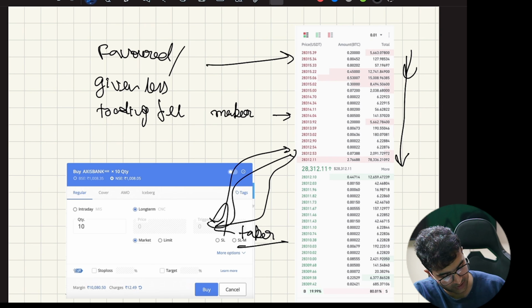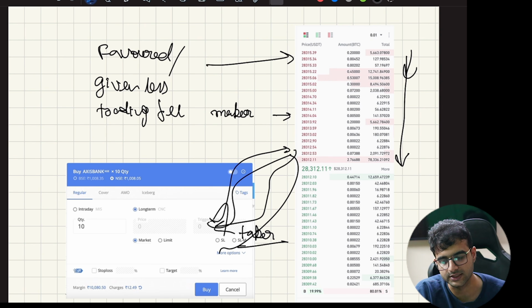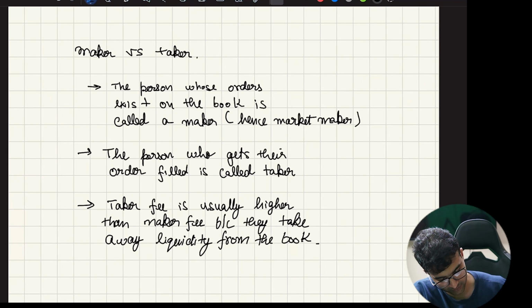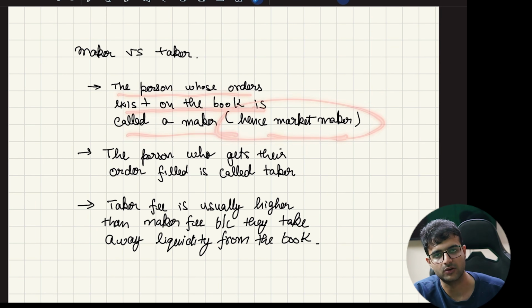And the person who comes and takes liquidity from the order book is the taker, and is sort of the bad person in this equation, because they came immediately and took liquidity from the system. The other person was sitting there all day, gave out such a good offer to the order book. So this person should be incentivized, and that's exactly what happens. Let's look at the maker taker official points, and then I'll take you through the trading fees of a bunch of platforms. The person whose order exists on the order book is called a maker, hence the term market maker, because they make the market.